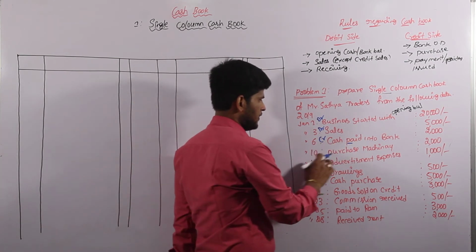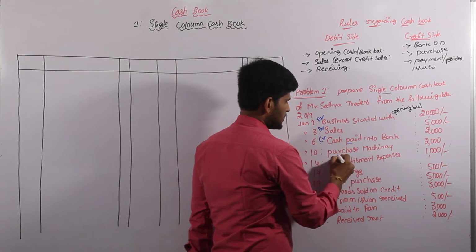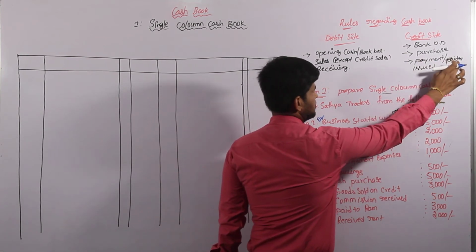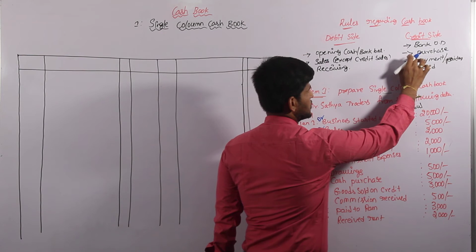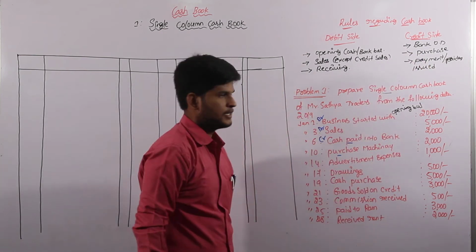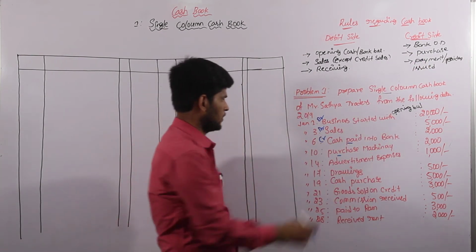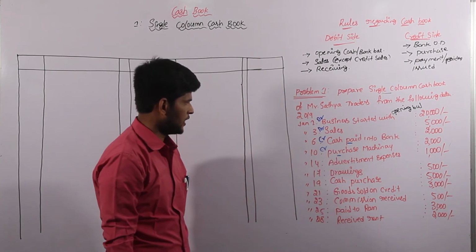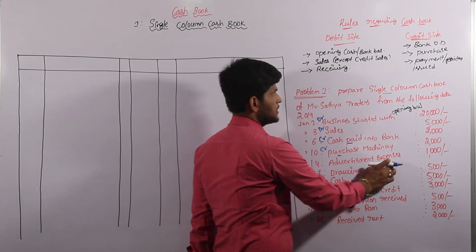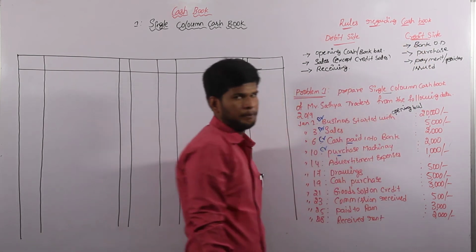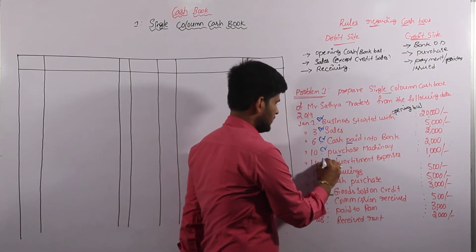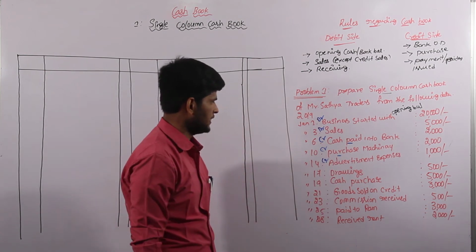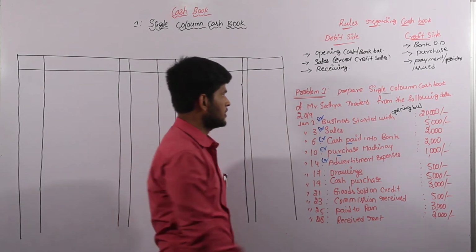And come to the 10th one, purchase machinery. Purchase payment, in credit side of transaction, second condition is purchase. Purchase is nothing but cash goes out. It will also be credit side of cash book. And come to the next one, advertisement expenses. Expenses is also a part of payment. It will also be credit side. And come to the 17th one, drawings. Drawings is also goes out.